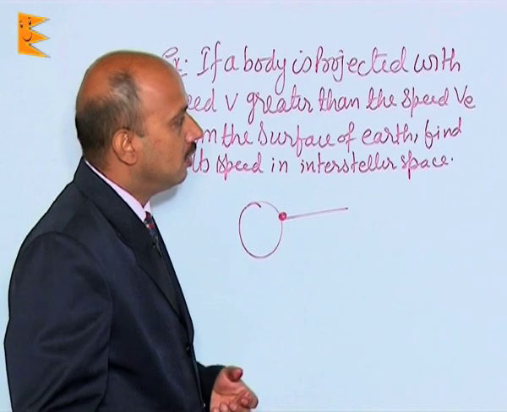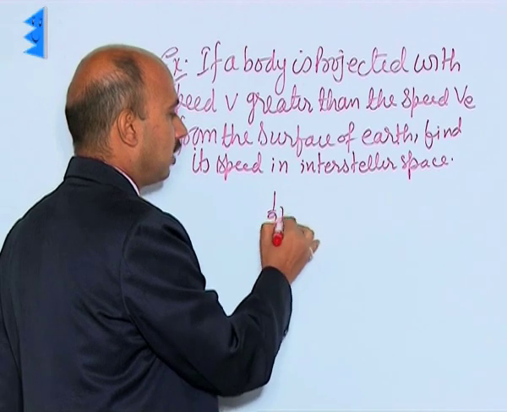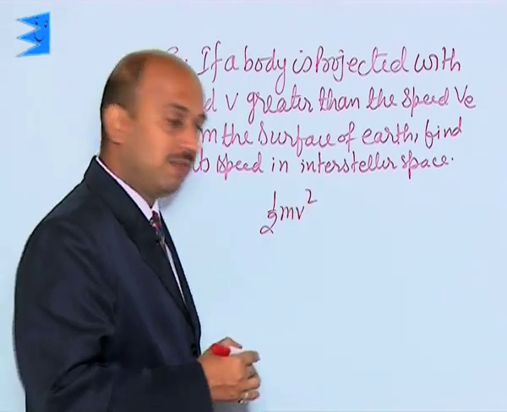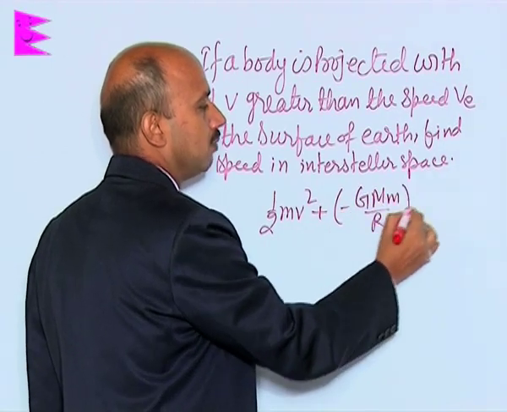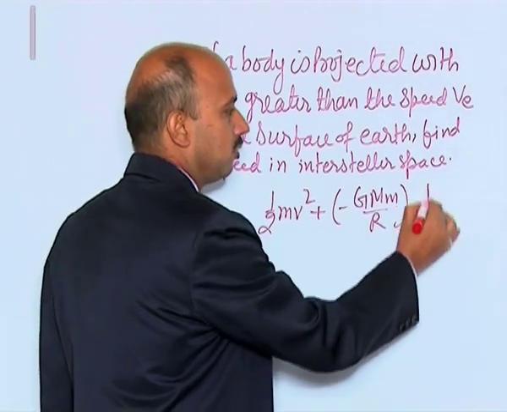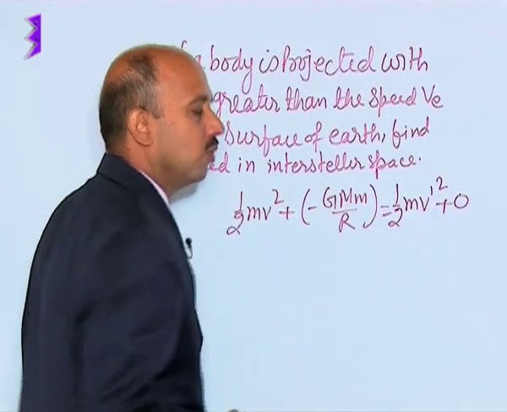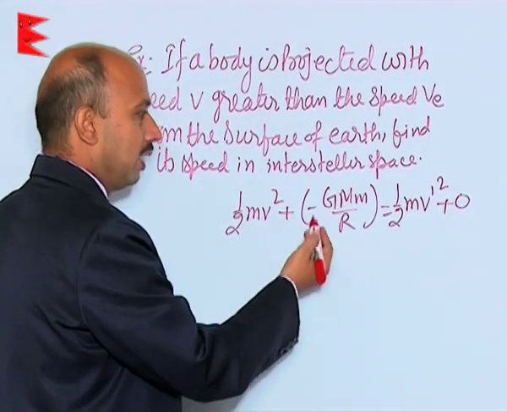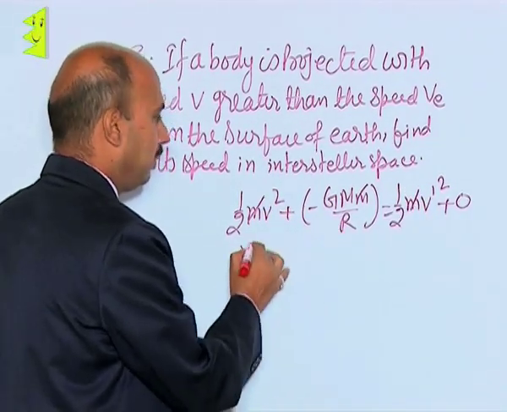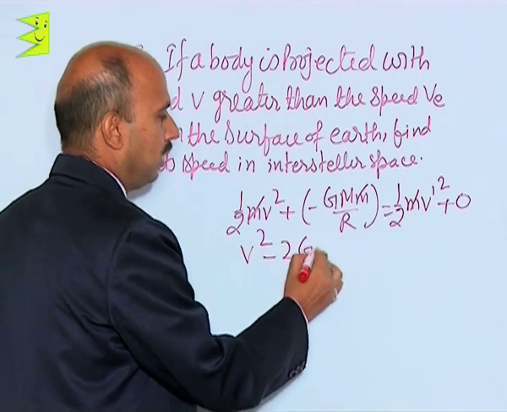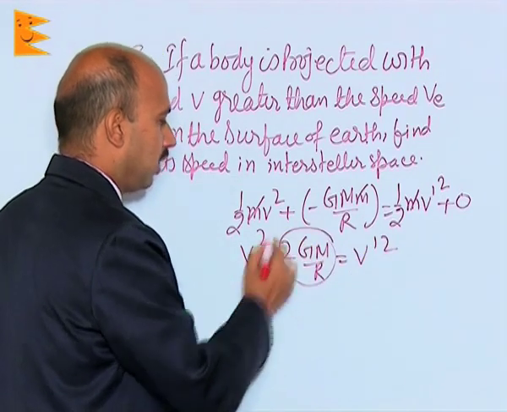So now see, apply the concept of energy. When the body is on the surface of earth, its kinetic energy is this when it is projected with the speed v, and potential energy is minus GMm upon R. When it is in interstellar space, suppose velocity is v dash, kinetic energy is half m v dash square, potential energy is 0. So now we can write here this m and this m will get cancelled. By taking the LCM, we will be getting v square minus twice of GM upon R is equal to v dash square. This is equal to escape speed.